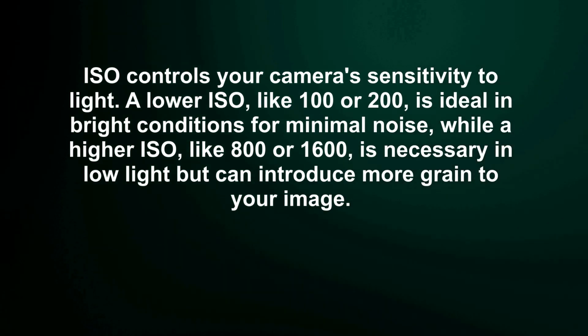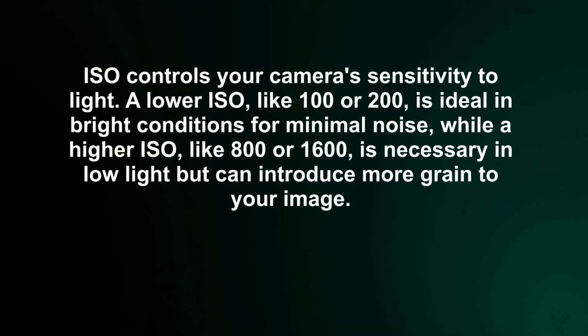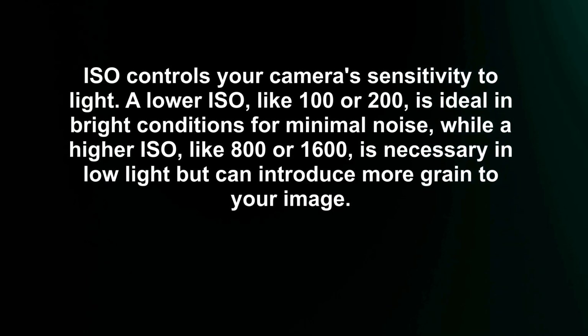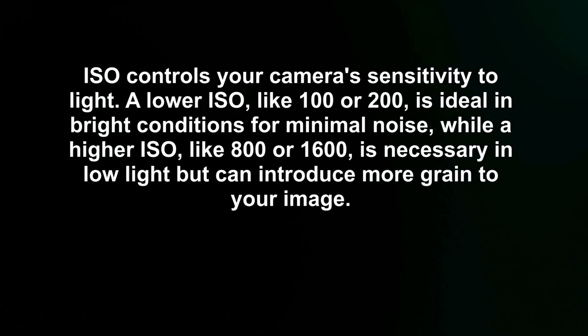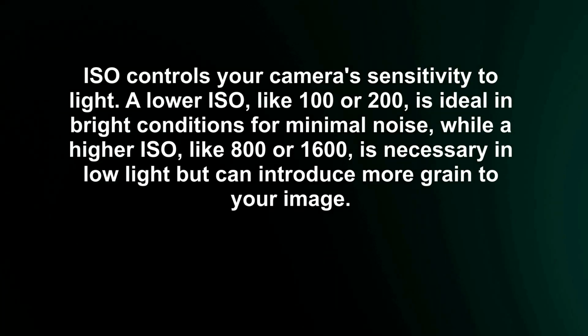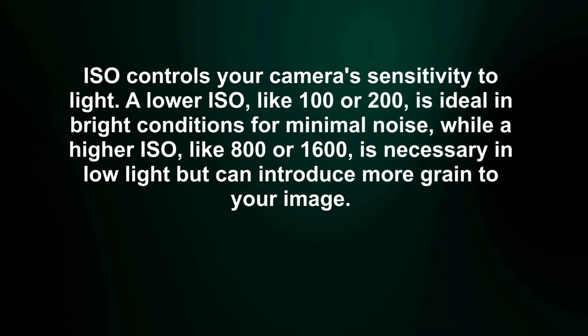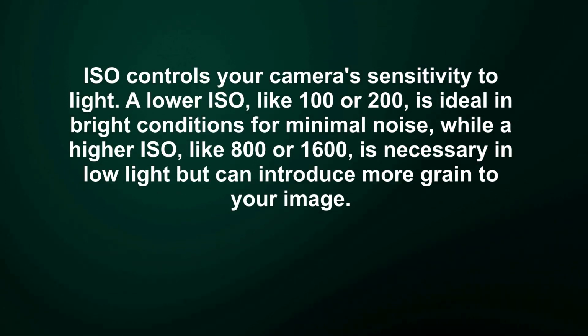ISO controls your camera's sensitivity to light. A lower ISO, like 100 or 200, is ideal in bright conditions for minimal noise, while a higher ISO, like 800 or 1600, is necessary in low light but can introduce more grain to your image.